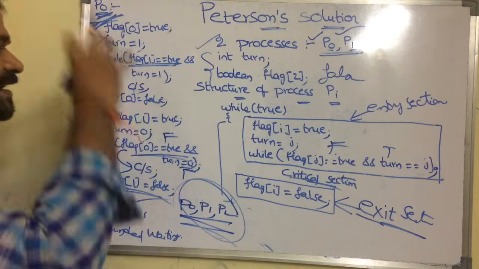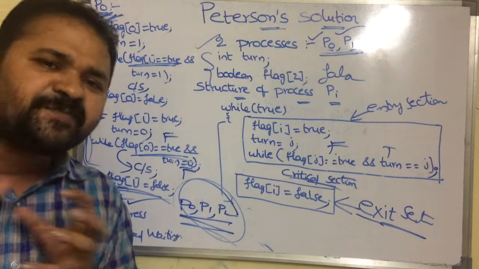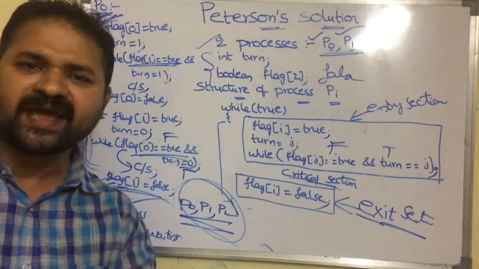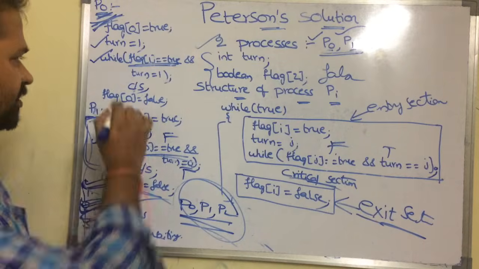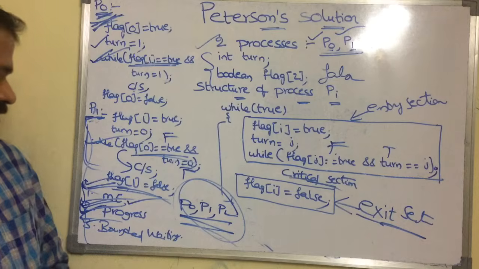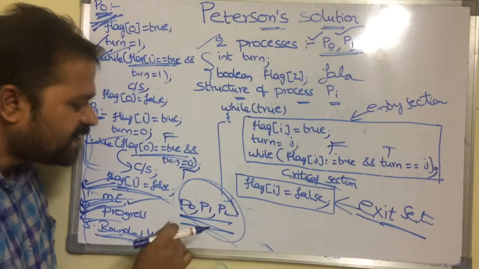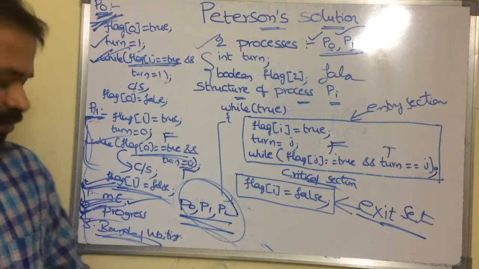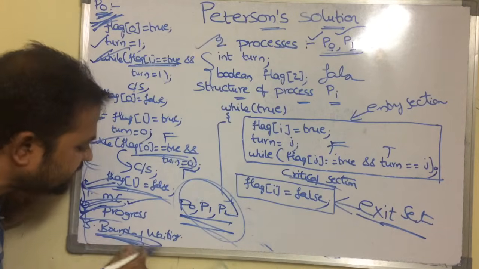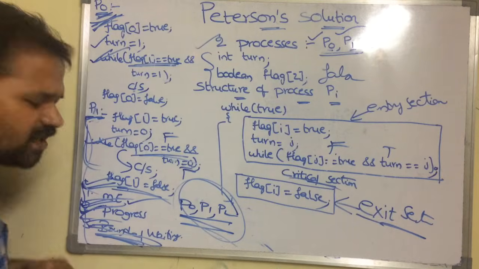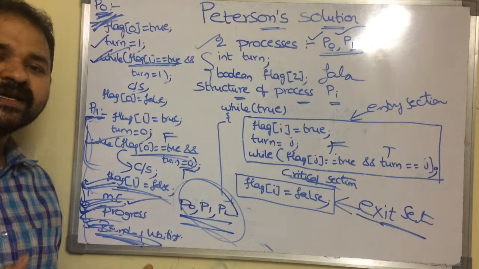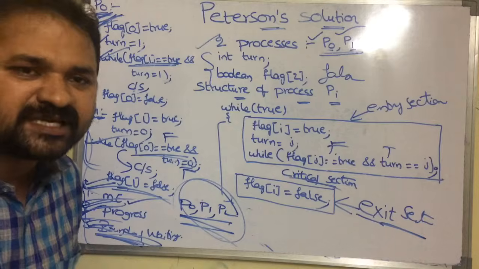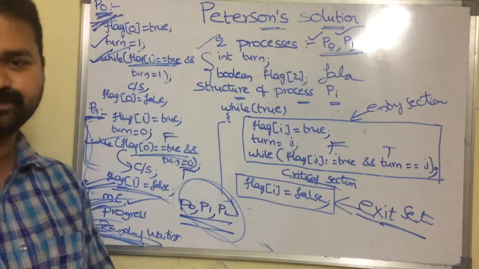Why? Because here we are considering only the interested processes, and the decision is taken in a finite amount of time by checking only one condition, that is this condition. And now let's see the next one, bounded waiting. So what is bounded waiting? Bound means there should be a limit on the number of times a process can enter into the critical section.